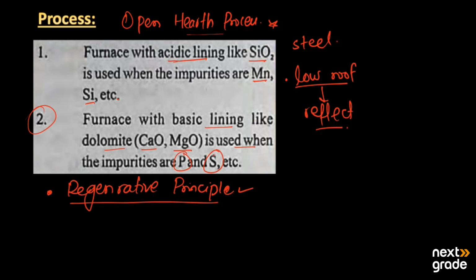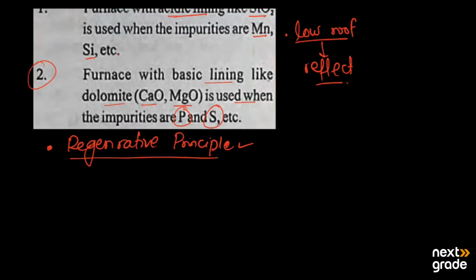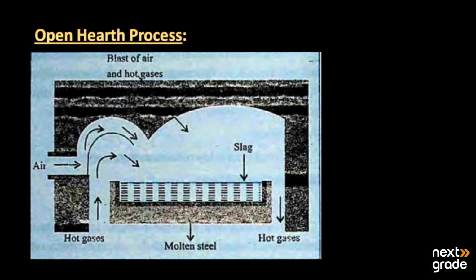Now, what is the process, and how are we able to use that furnace? Here we have the picture of the open hearth furnace that is used for the preparation of steel. In the first step, we just have to pour the mixture of cast iron, scrap iron, and wrought iron into it.